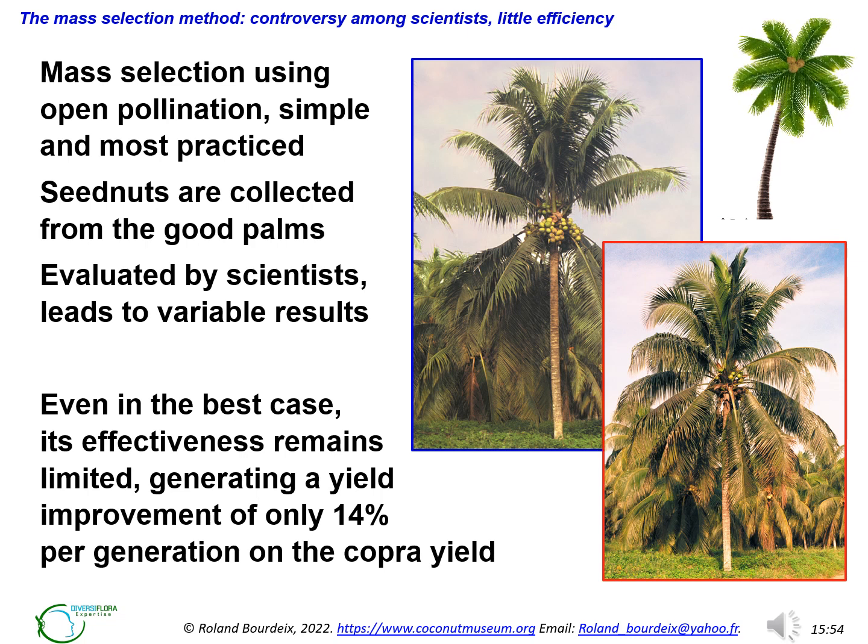To obtain a progress of 14%, it was necessary to observe the mother trees patiently for 4 years, to count their fruits and to estimate the quantity of copra per fruit. Then only 5%, that is to say 1 coconut tree out of 20, were selected as parents to obtain this progress of 14% on the descendants, in about 15 years. In short, a lot of work for an unencouraging result.